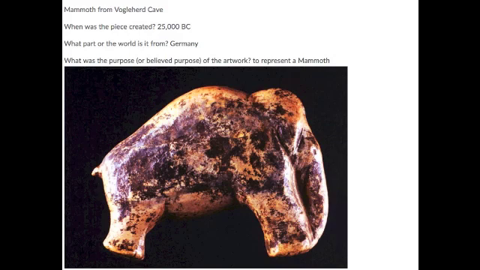Here's what appears to be a prehistoric carving of a mammoth. It says where the mammoth is from. It gives a cave. What part of the world is it from? Germany. When was the piece created? 25,000 BC. Okay, that's the time period we're looking for. What was the purpose or believed purpose of the artwork? To represent a mammoth. Well, maybe that's not the purpose of it.